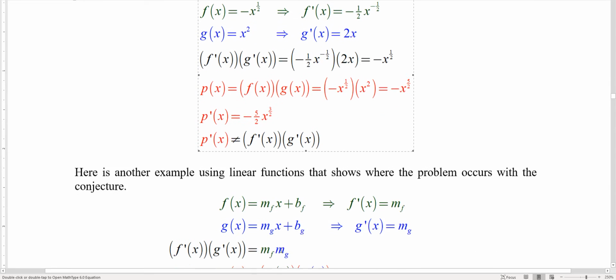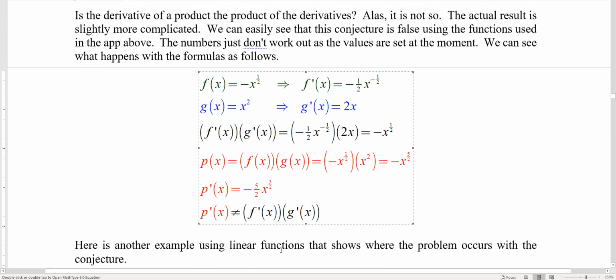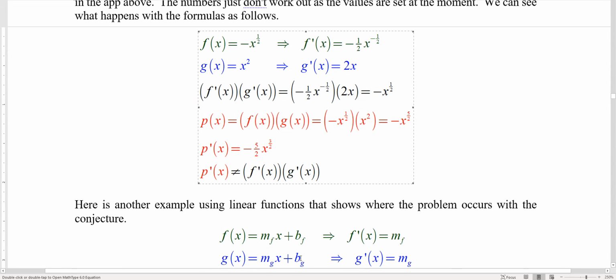To give you some idea of what's happening and where the problem is, let's look at another example. Here's an example using some linear functions. So suppose this time, instead of using those functions we used above, we say f of x is m sub f of x plus b sub f. So it's just a linear function. The m sub f, m sub g, b sub f, and b sub g are all constants. So similarly, g of x is m sub g of x plus b sub g. So this would be two linear functions.